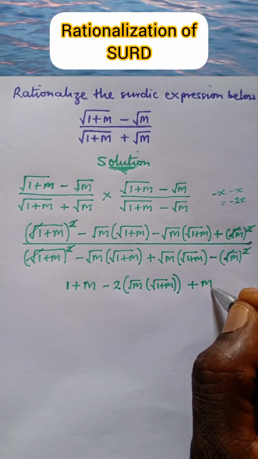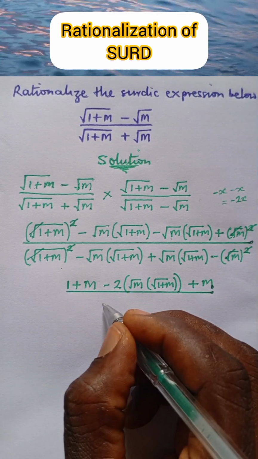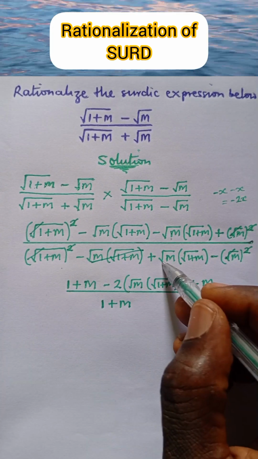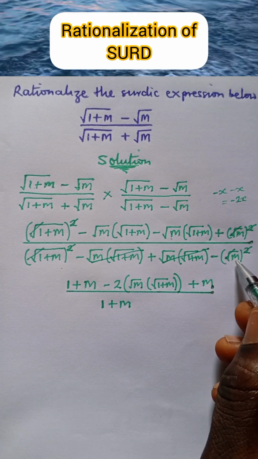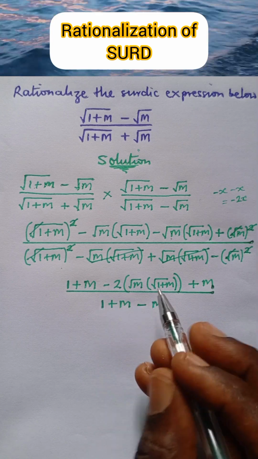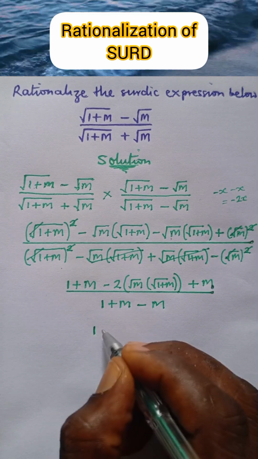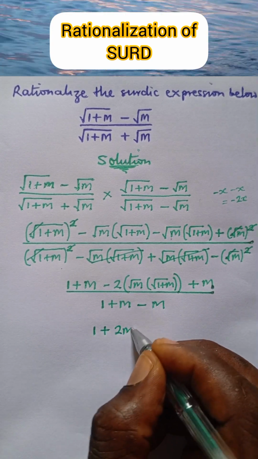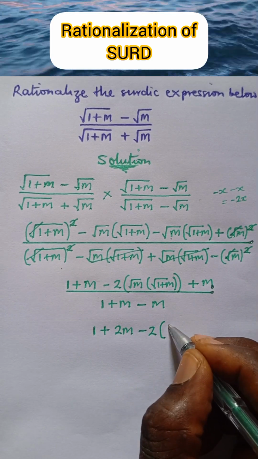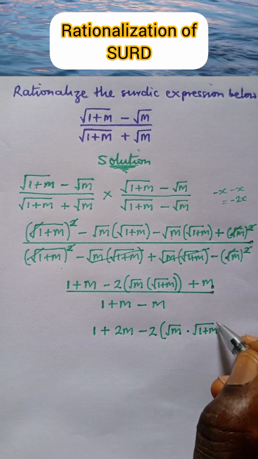Just m all over. Coming to the denominator, what we have left here is 1 plus m. Here, this we simply strike off, and here we have left negative m. So we come here to write negative m. Now coming to the numerator, m plus m is 2m. So we have this as 1 plus 2m, then every other thing left there, which is minus 2 in bracket root m times root 1 plus m.